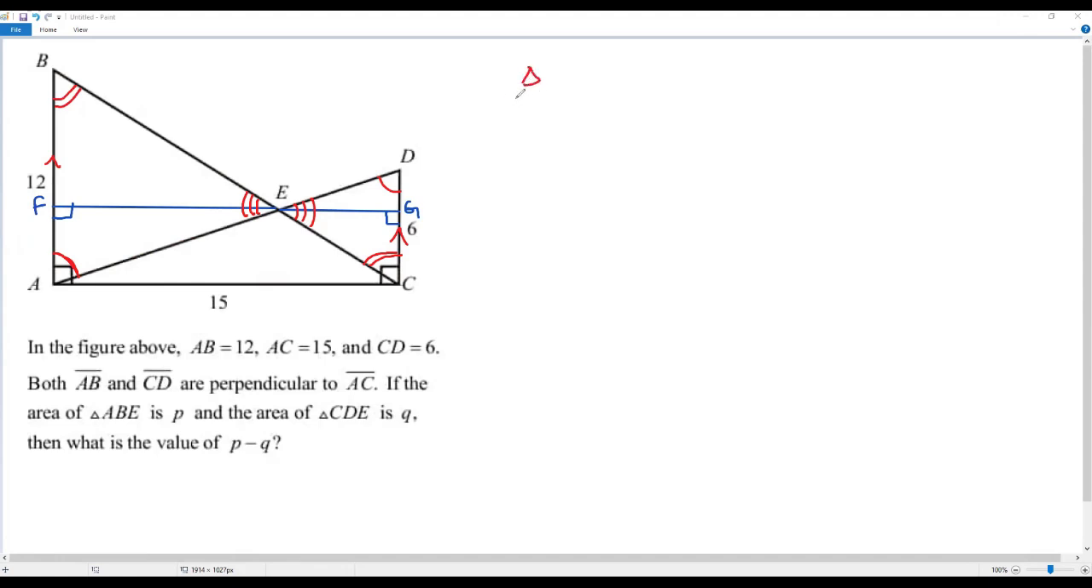Now let me write the similarity statement. First, let me take the vertex A in triangle ABE. The corresponding vertex is D in the second triangle over here. Let me write it. Now let me take the vertex B in the triangle ABE. Let me write it. The corresponding vertex is C. And the third vertex over here is E, and for this one also, we have the same E as the third vertex. So these two triangles are similar. If I take the side AB in the first triangle, what is the corresponding side in the second triangle? That is DC, or it can also be written as CD.